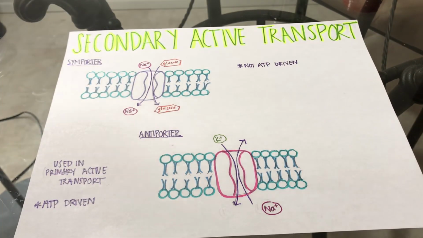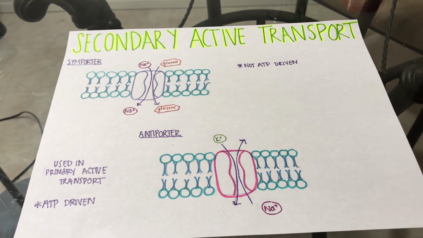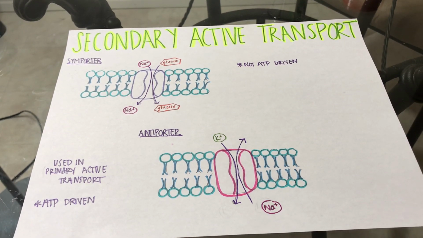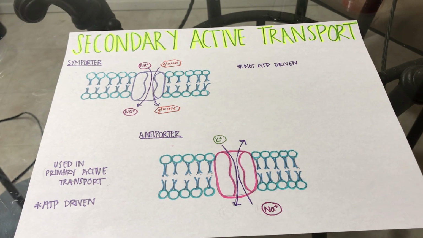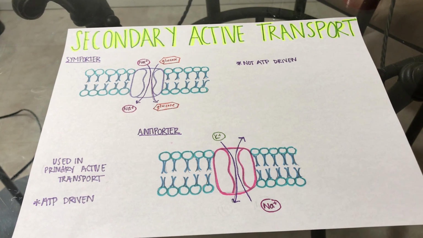Lastly is secondary active transport. In secondary active transport, a symporter is used, meaning molecules are moving in the same direction. Unlike in primary active transport, secondary active transport uses an indirect use of energy from the energy stored in the electrochemical gradient of another molecule, which is usually sodium.